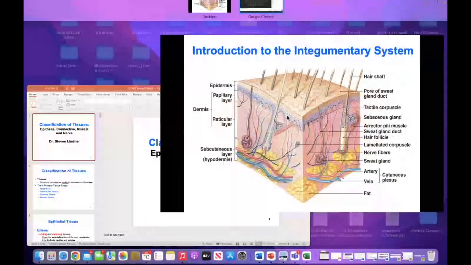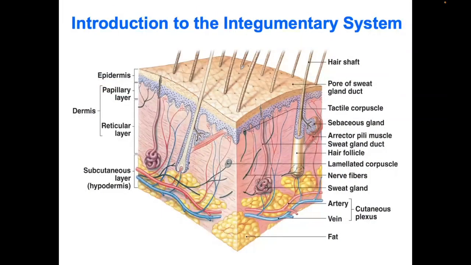Hi class, welcome back. Now that we've covered all four types of tissue, the very first system that's discussed is called the integumentary system, which is like skin, hair, and nails. The skin is made up of all four types of tissues that we've talked about: epithelium, connective tissue, muscle tissue, and nerve.